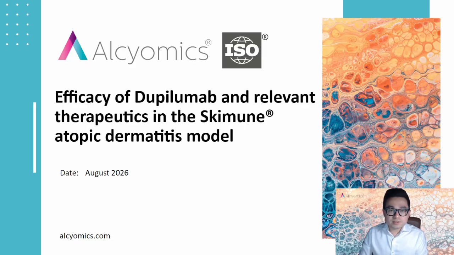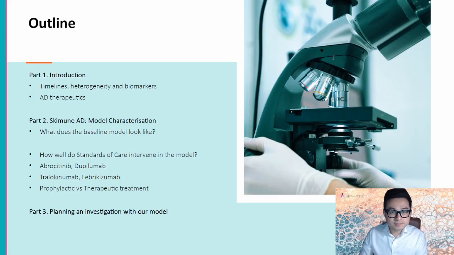So we move on first to the structure of the webinar. Today's webinar is divided into 3 parts. I'd first like to introduce atopic dermatitis as a dynamic and heterogeneous immune disease. That includes a brief discussion of timelines, immune endotypes, serum and skin biomarkers, and the therapeutic landscape.